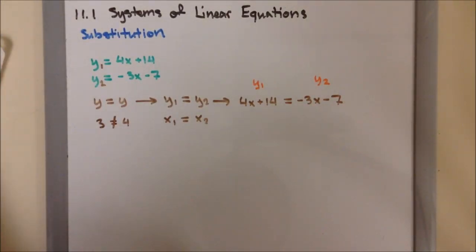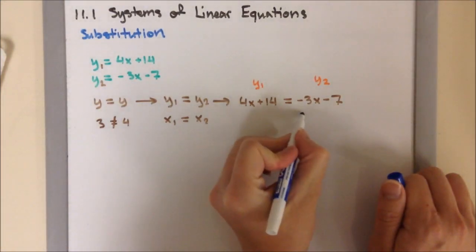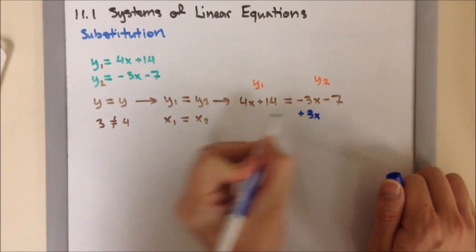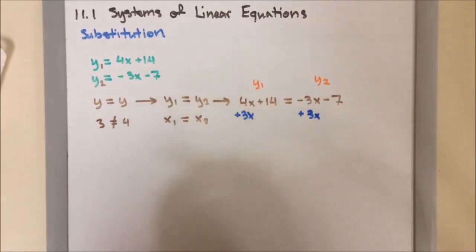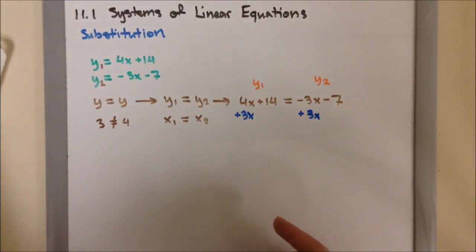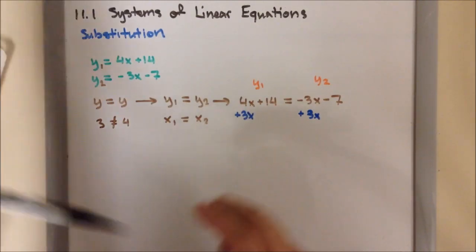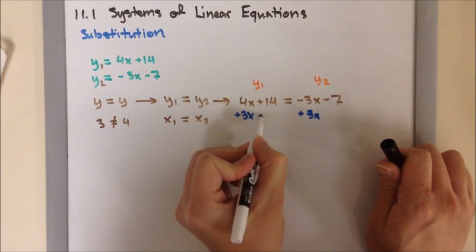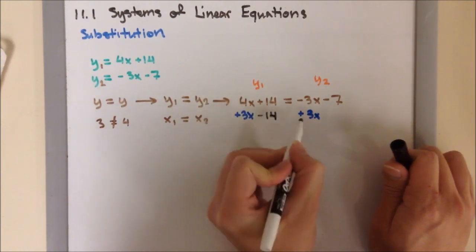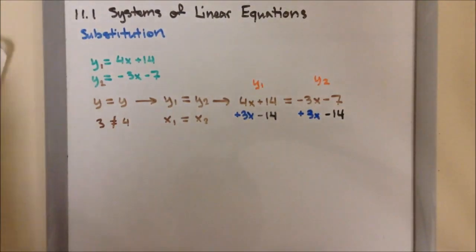Now, when I'm solving this, let's say that I want to get the x to cancel out from the right. So I'm going to add 3x, and I'm going to add 3x on the left to balance. And then I'm going to cancel out my numbers on the left side. Since I'm canceling out the x on the right, I'm going to cancel out my numbers on the left. So minus 14 on the left and minus 14 on the right to balance my equation.